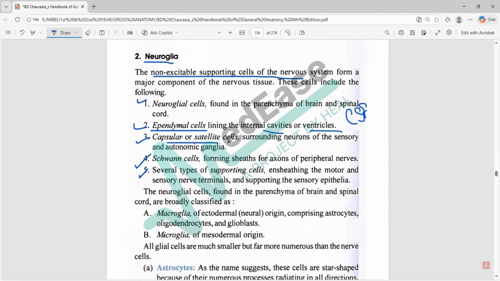When we talk about the capsular or satellite cells, remember, this is one of the most important cells which are present.